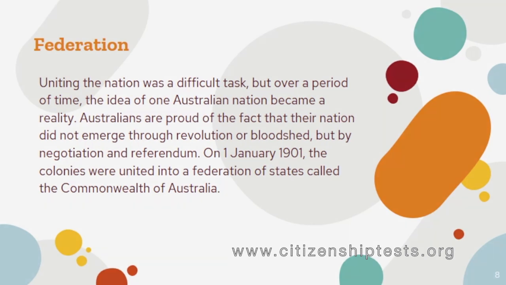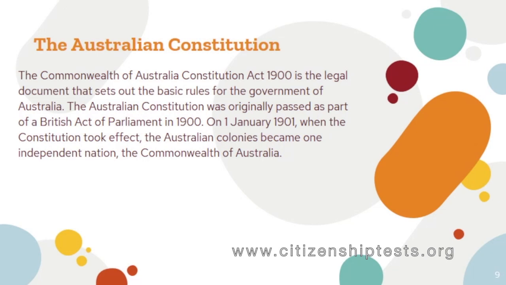The Commonwealth of Australia Constitution Act 1900 is the legal document that sets out the basic rules for the Government of Australia. The Australian Constitution was originally passed as part of a British Act of Parliament in 1900. On 1 January 1901, when the Constitution took effect, the Australian colonies became one independent nation, the Commonwealth of Australia.